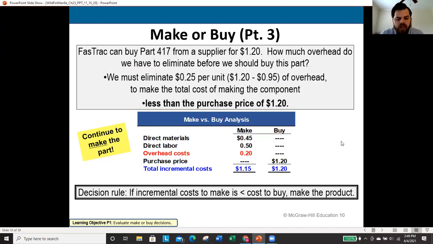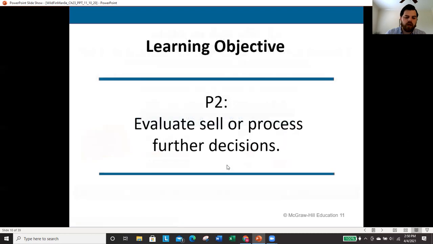And you say, well, wait a second, we just saw a second ago that my total cost to produce this was $1.45. Exactly right. But 30 cents of that, in this case, was going to be incurred regardless of me making the part or not. Because of that, when I only look at the part relative to what would be able to be eliminated, well, that's only 20 cents. So I would be saving $1.15 to pay $1.20. That's not a good business decision. And because of that, we will continue to make the part.